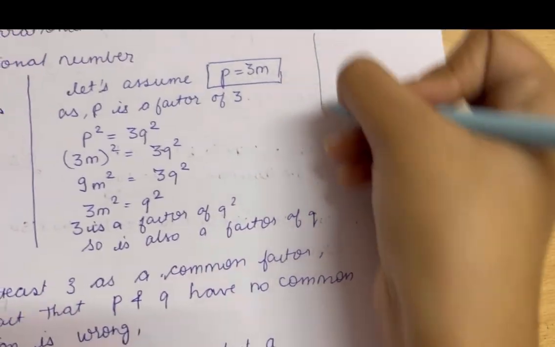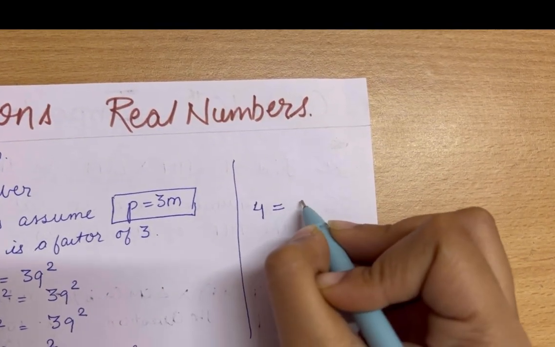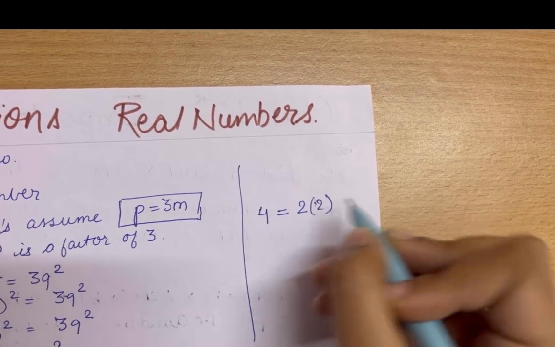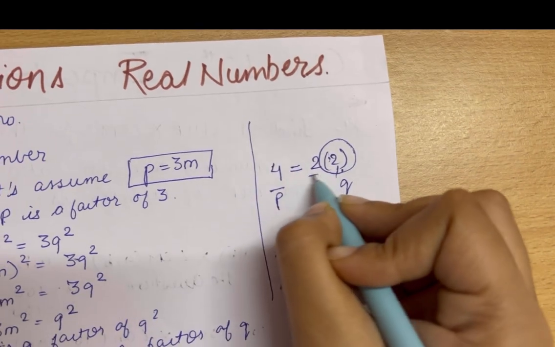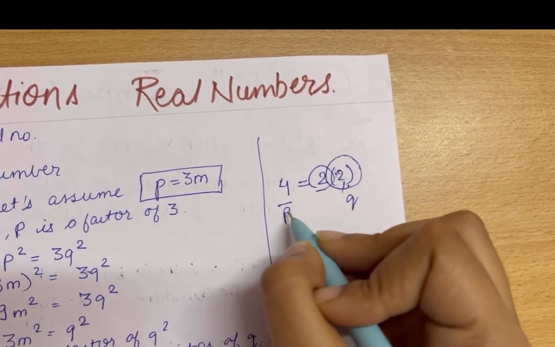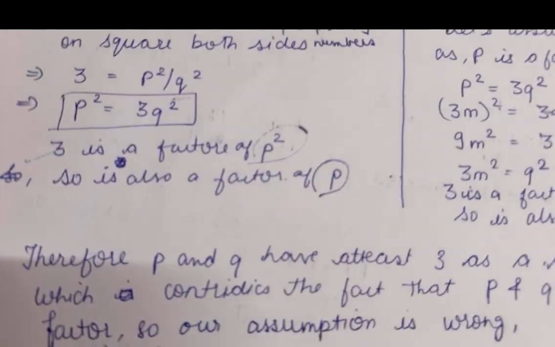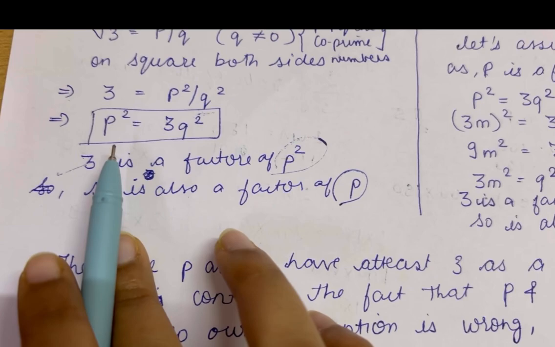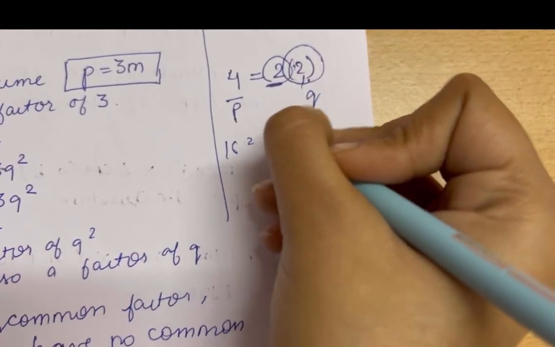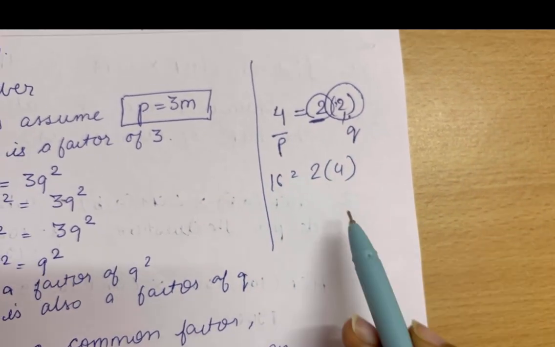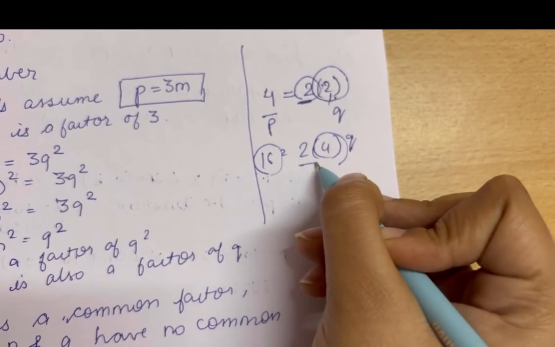Getting the point? Let me give an example: if p is 4, something, assume this value as our q and this as p. So p is a factor of 2 now. Here we can say that p is a factor of 2. With the same explanation, if we square on both the sides, 4 square is 2 into 2 to the 4. Again I could say, if this is p and this is q, then p is a factor of 2.